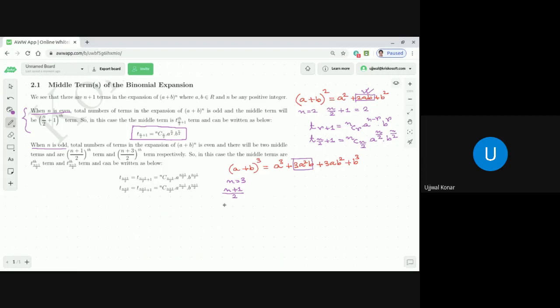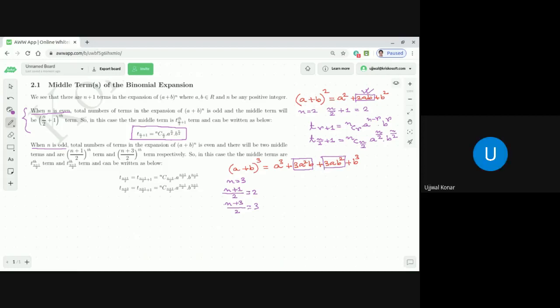And (n+3)/2 is the second one. (n+3)/2 is equal to (3+3)/2, that is 6/2, which is equal to 3. The third term. These two terms are the middle terms of this expansion. Correct, dear students? Yes.